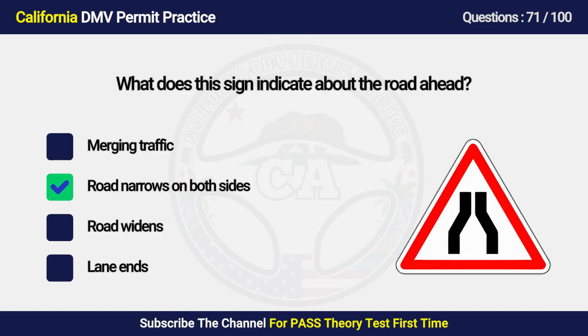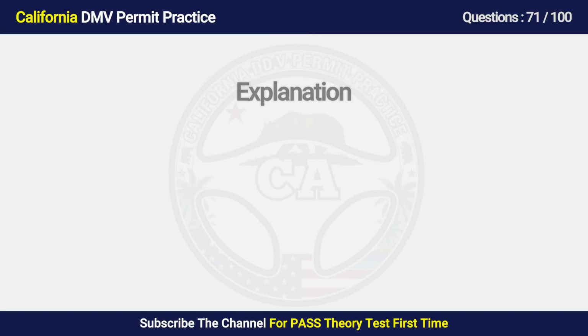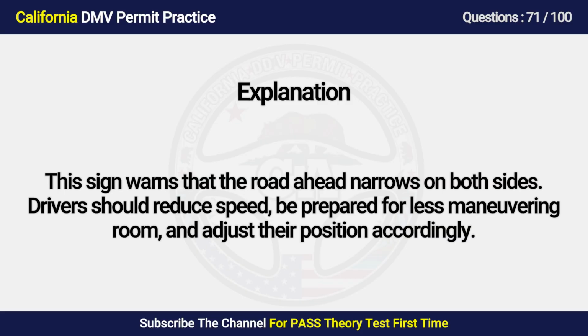Answers is B. Road narrows on both sides. This sign warns that the road ahead narrows on both sides. Drivers should reduce speed, be prepared for less maneuvering room, and adjust their position accordingly.